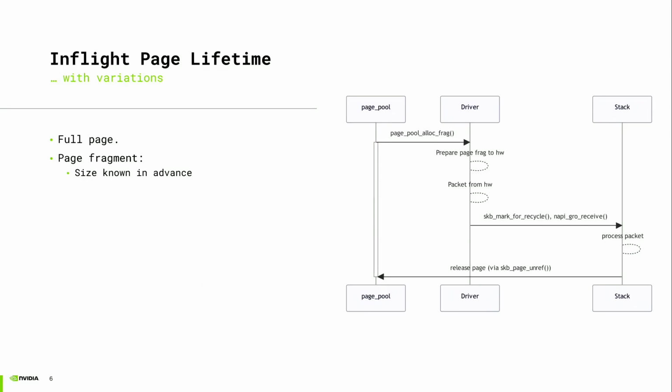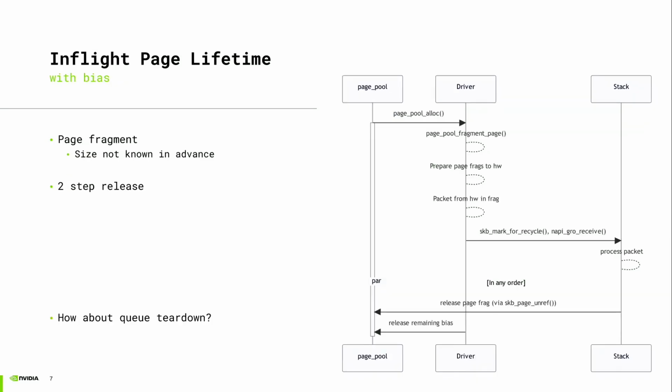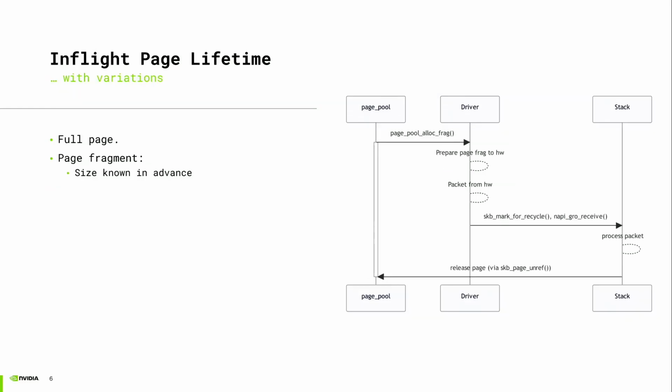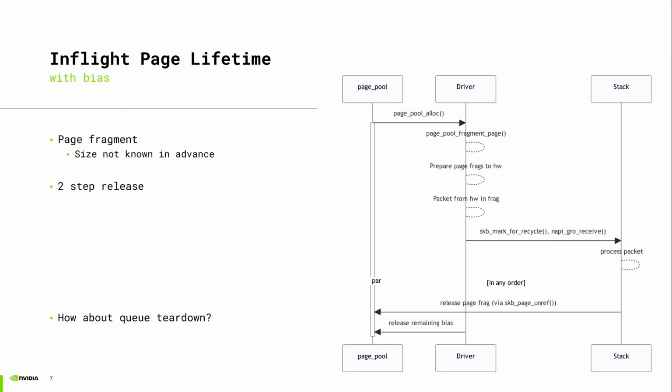But there's another scenario, which is more complicated, which can be used and is used in the MLX5 driver, for example, and some other drivers as well, is the bias mechanism. I need to mention something in the previous slide. For the fragment API, you need to know the fragment size in advance. So PagePool has an API where you can explicitly ask for a fragment size and it will give you a page fragment. But if you do not know the size in advance, then another method needs to be used.